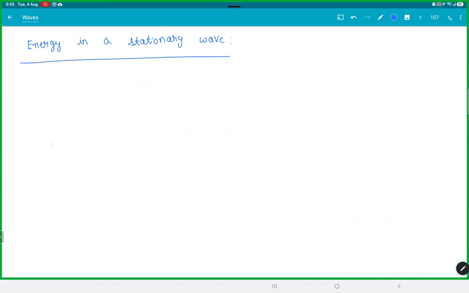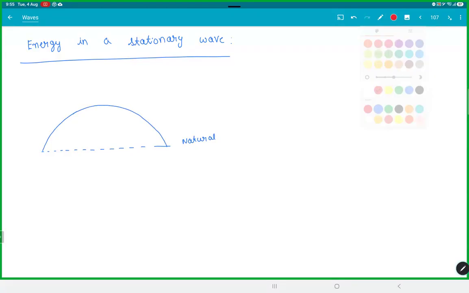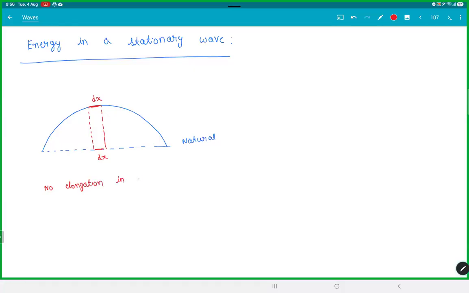So look at this segment here. When the string is at the natural length, this is the flat part. This was the natural length. So when the string has gone to the extreme position, look at the segments here. The segment at the antinode: if you see, this length is dx, this is also dx. So the segment at the antinode never stretches. If you take a small dx at an antinode, this is always flat. No elongation in a segment at the antinode.